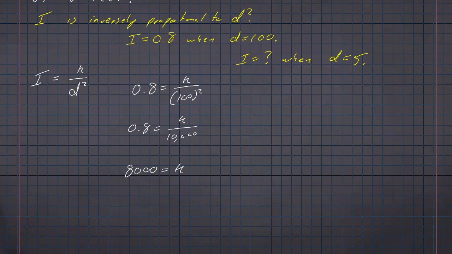And again, remember the whole idea of variation. I and d are variables. They are going to vary, hence the name variation. k is constant. For this particular car's headlights, k is always 8,000. So I can substitute that in my general rule, instead of I equals k over d squared, it is I equals 8,000 over d squared. And then the problem asks me specifically about the situation when d is 5.